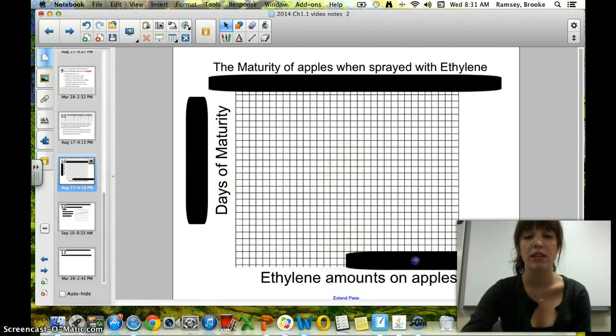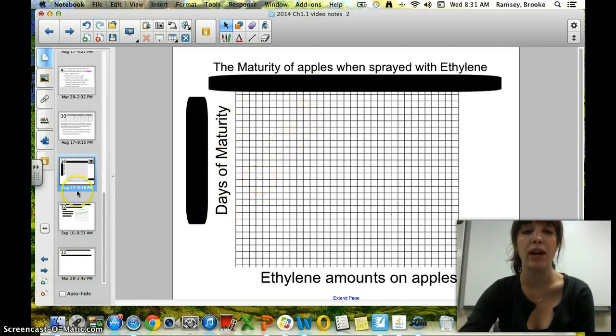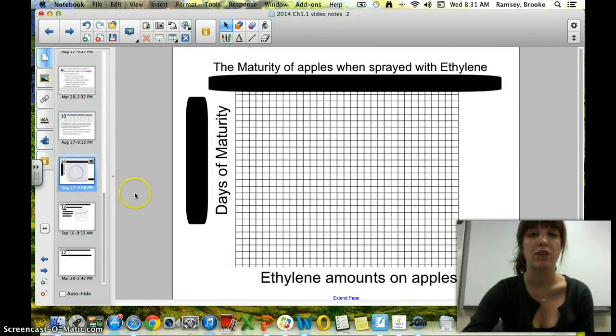So now we're almost set up with our graph. We also would need to then make sure we label with units the amount of ethylene that we are spraying, and also the number of days of maturity on there. So take some time and practice using this data from this page, making a graph with your labels.